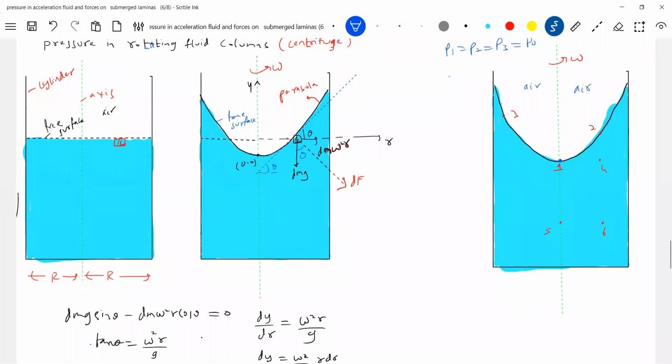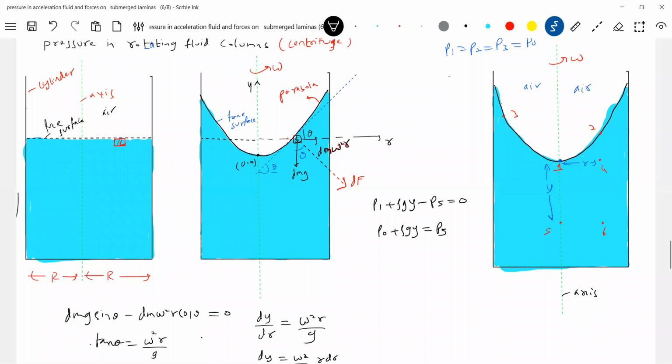Pressure at 1, 2, 3 is this one. Pressure at 4 is at a distance, say R. Let this be depth Y. Let's come to the easier things first. Along the axis, this is the axis. P1 plus rho g y minus P5 equals 0, or P0 plus rho g y. So how does the pressure vary along the axis? Along the axis, it varies with the depth only.